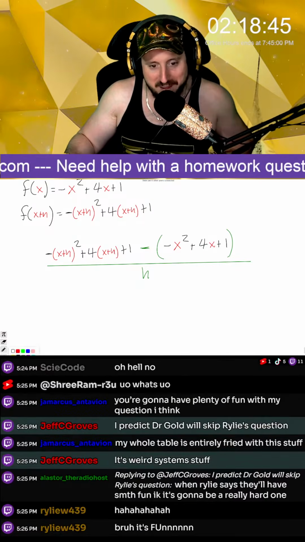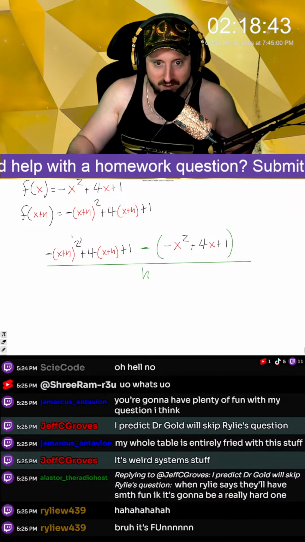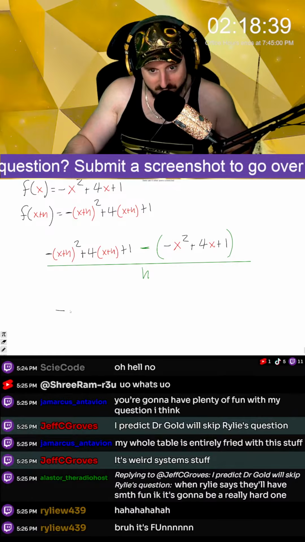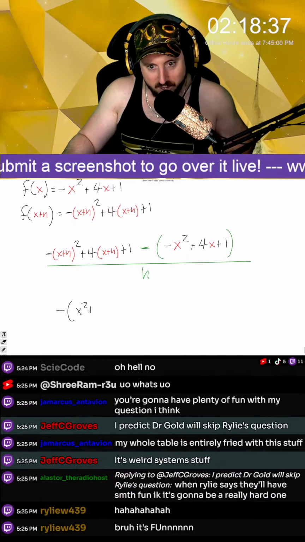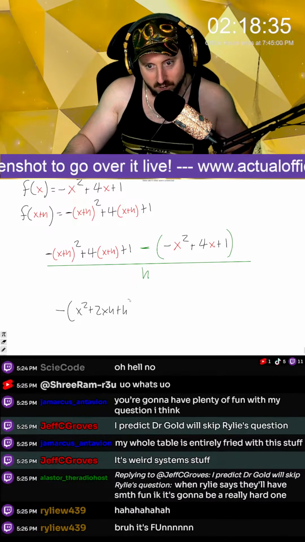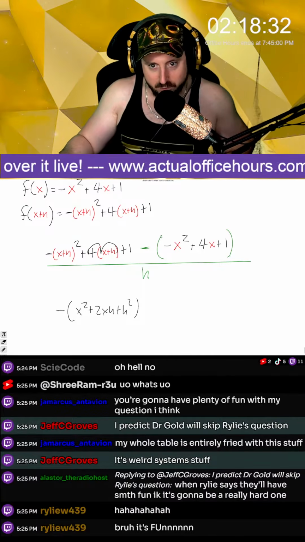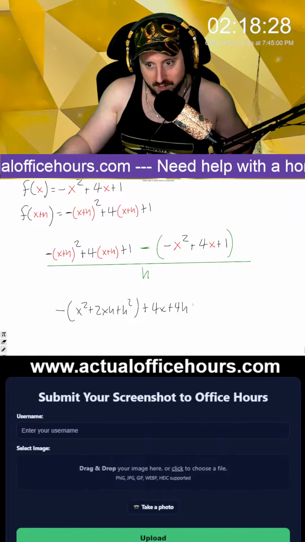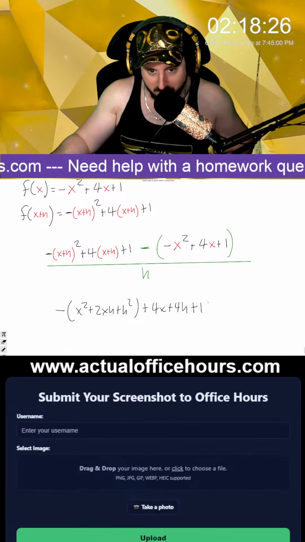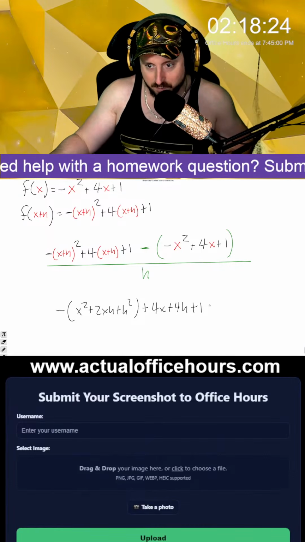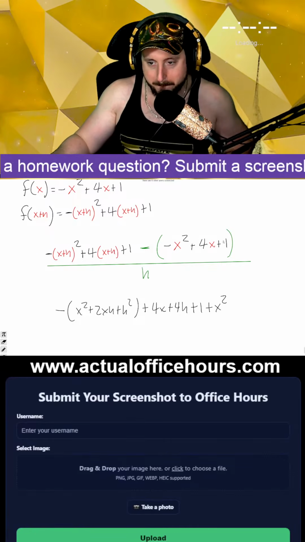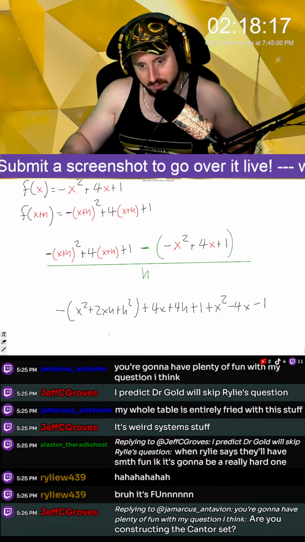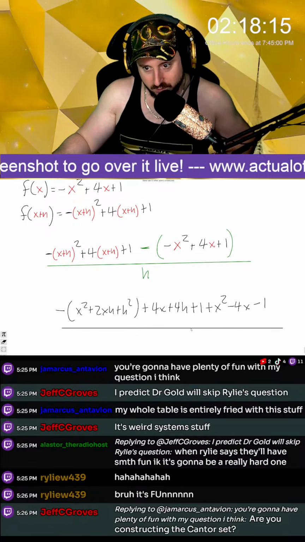Okay. All right, so next step is to expand. So let's expand this all out. All right, so this ends up being negative, and then x plus h squared is the same thing as x squared plus 2xh plus h squared. And then I'm going to distribute this stuff as well. So then this is plus 4x plus 4h, and then plus 1, and then here comes the minus minus stuff in. So minus minus is plus x squared minus 4x minus 1. And then this is all over h.